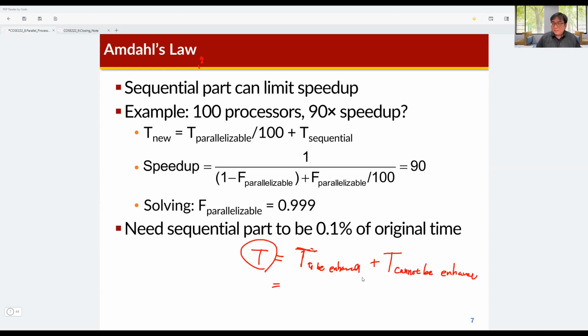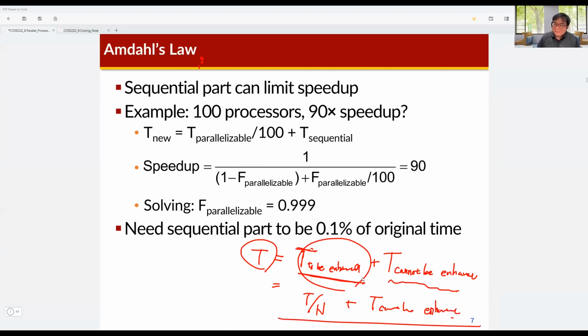Okay. And then if we just improve the architecture of the processor, or if we just invest more cores in a single CPU, then only this part can be enhanced. So this part is enhanced, like T divided by N. But this part is not enhanced. It's the same. T cannot be enhanced. So Amdahl's law tells us that the performance of the computer system can be determined by the part that cannot be enhanced.